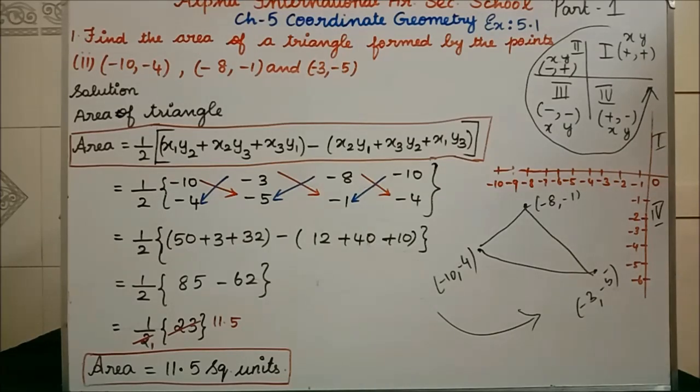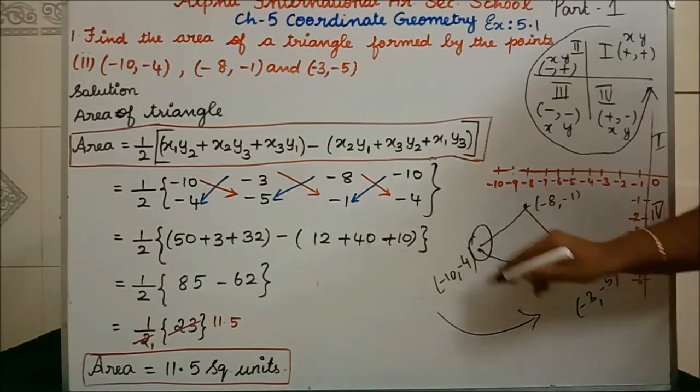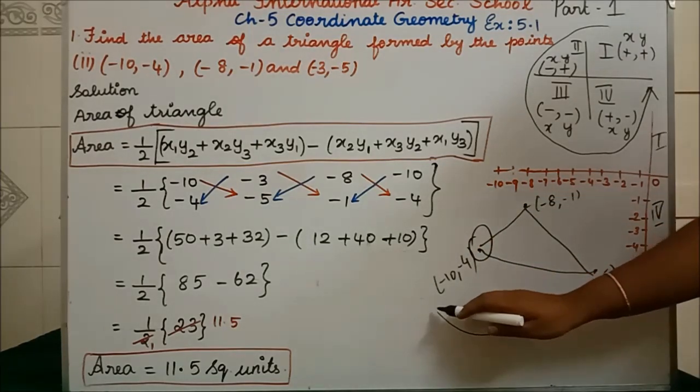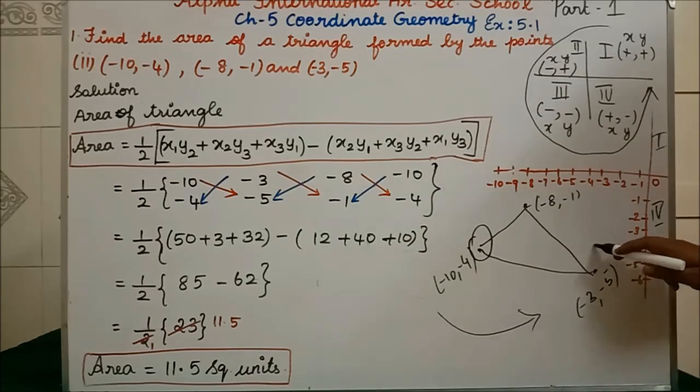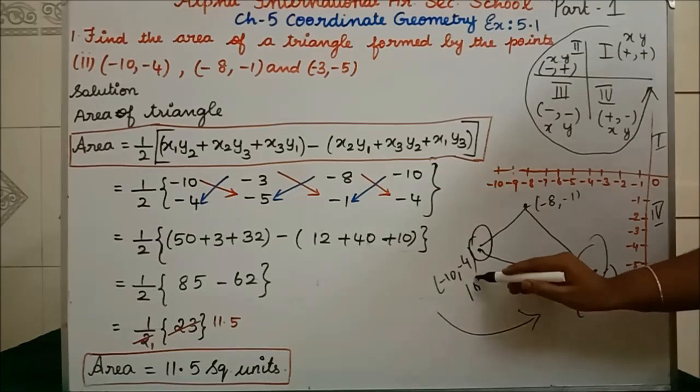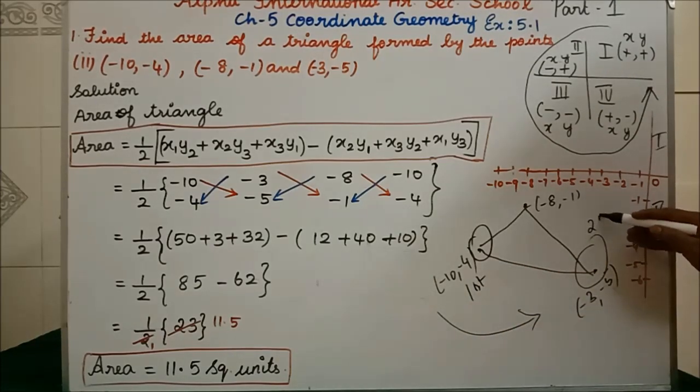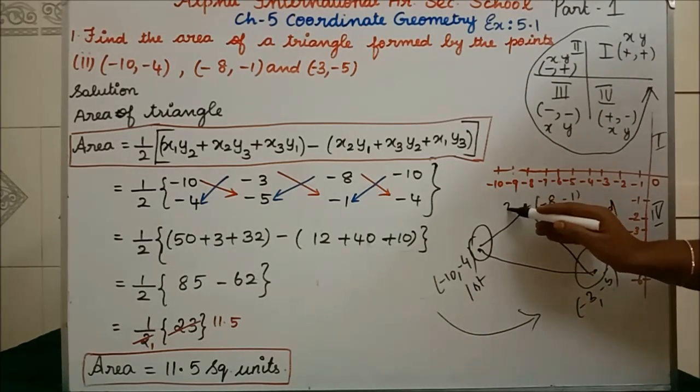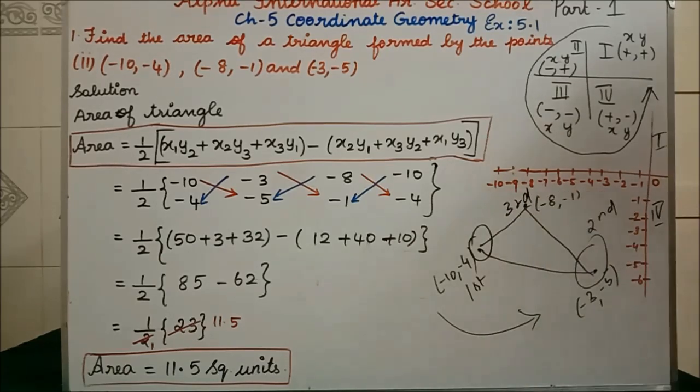After plotting, in the anti-clockwise direction only we have to take the points. See, the first point in the question is (-10, -4). After this point, anti-clockwise means it will go like this. After this point, only this point we have to write. Then this is the first, this is the second and this is the third. Is it clear to all of you? In the same format only, now we have to write.